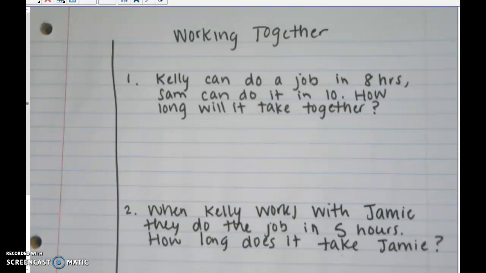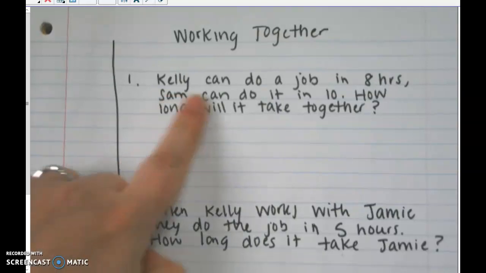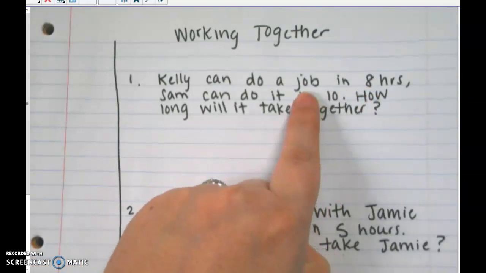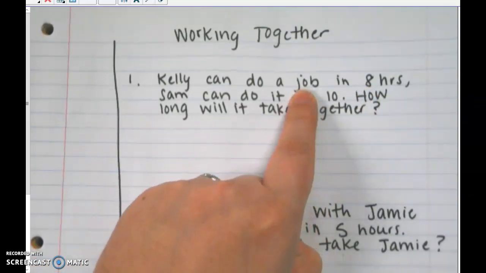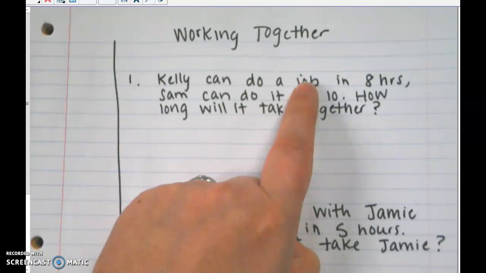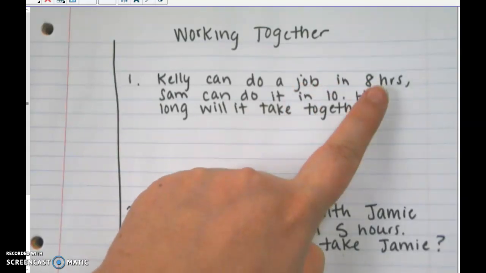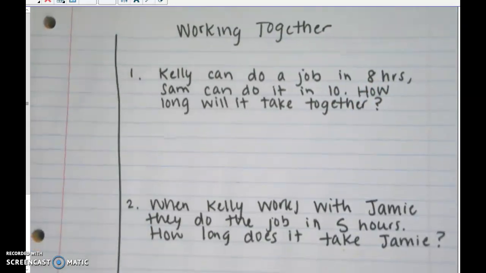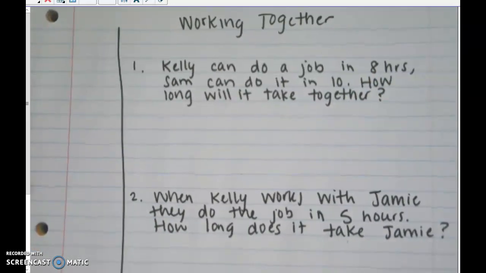So we're not just going to represent that Kelly can do a job in 8 hours. We need to turn that into a rate. And the way we're going to write our ratios is jobs per hours. So remember, these are your notes. You should write these examples down and work them out together with me in your notes.